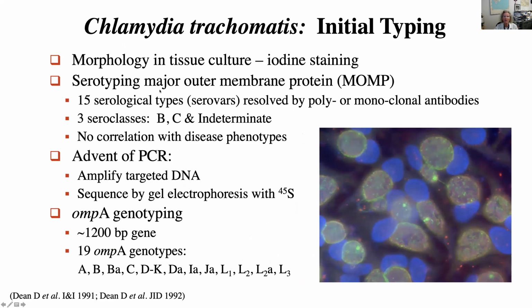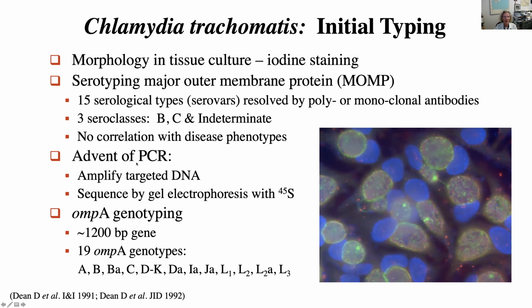So initial typing used morphology and tissue culture, including iodine staining. And this is just a microscopic picture of chlamydia-infected HeLa cells, and you can see how large these inclusions become. When poly and monoclonal antibodies were developed, they identified 15 serological types based on the major outer membrane protein of the organism. And that differentiated into three classes, or three seroclasses of the organism, B, C, and intermediate. But these classes did not correlate with disease phenotypes.